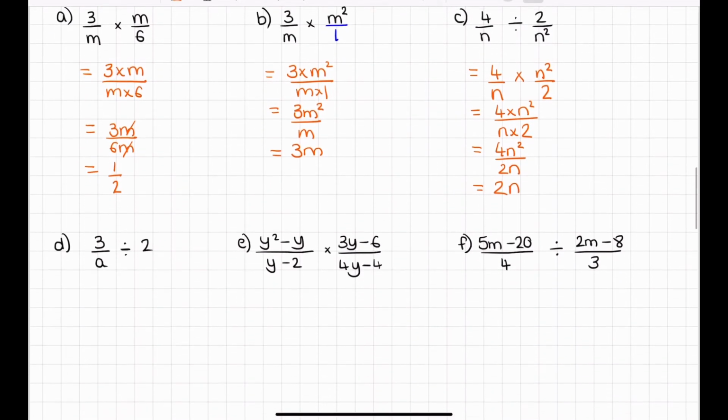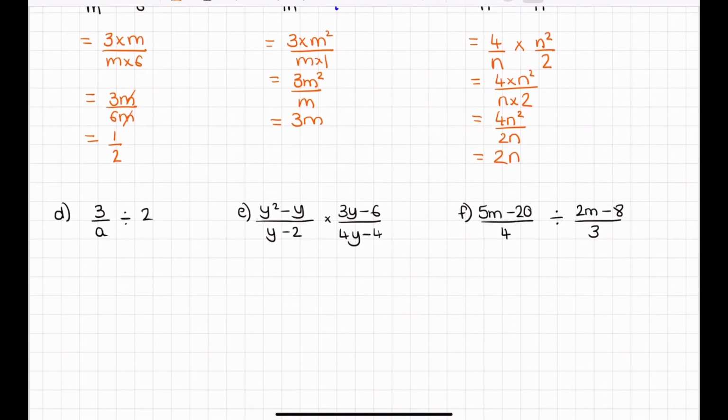Okay, let's have a look at D. D is very similar to part C. We have 3 over a divided by 2. This time we've got to divide though, so remember that 2 is the same as 2 over 1. If we're changing this to a multiply, we'll have 3 over a times by 1 over 2. And then we just multiply our numerators and denominators and we'll get 3 times 1, which is 3, and then a times 2, which is 2a.